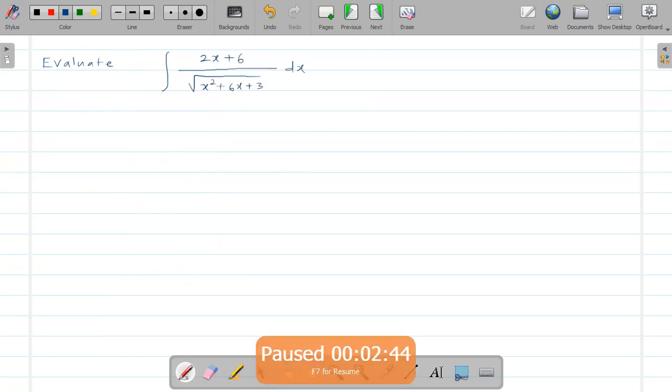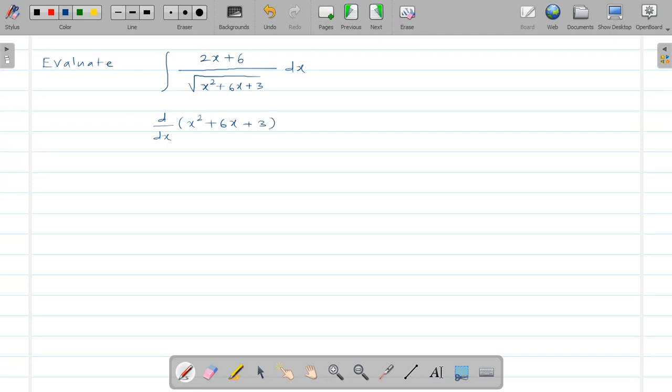Okay. Now the next example is: evaluate the integration of 2x plus 6 upon root of x square plus 6x plus 3. Now here if you observe, there is a derivative of x square plus 6x plus 3. What is the derivative of x square plus 6x plus 3? See here, the derivative of x square is 2x, plus the derivative of 6x is 6, and plus the derivative of 3 is 0. So the function contains the term x square plus 6x plus 3 and its derivative also.